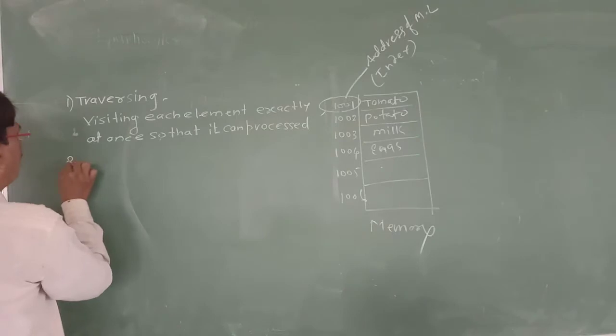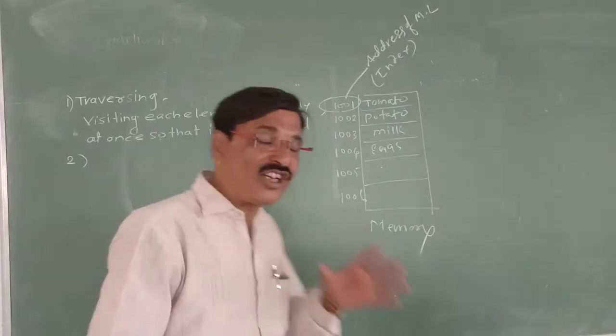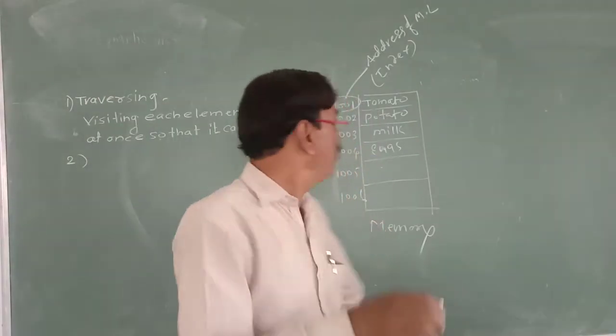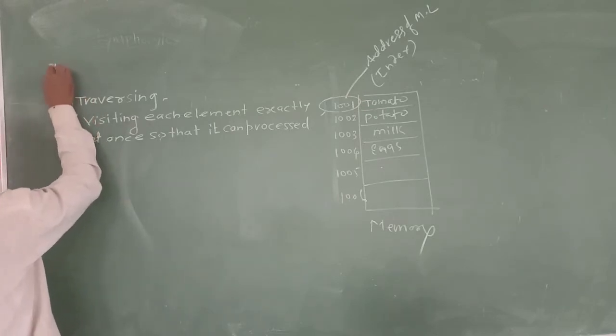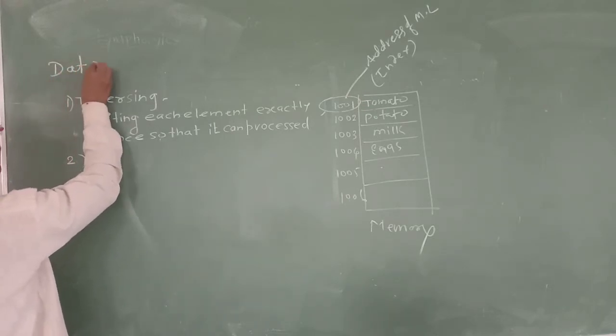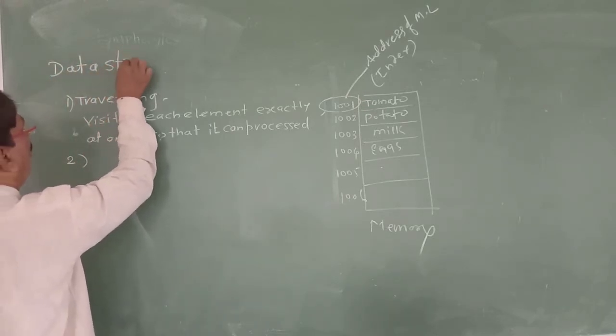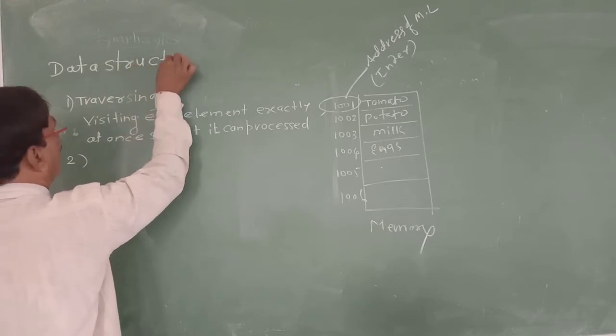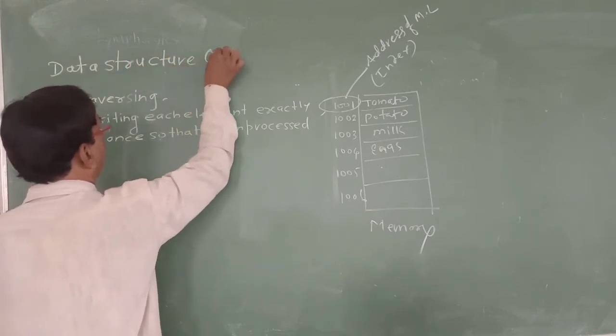So this is the first data structure operation. Traversing is a data structure operation.